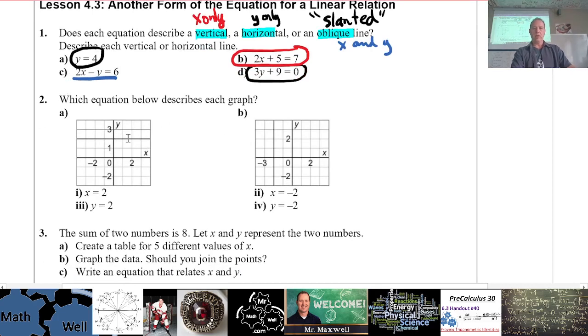Okay, this is a horizontal line that passes through y equals 2. So guess what? It's y equals 2. This one right here is a vertical line that passes through x equals -2, so x equals -2 is the equation of the line.